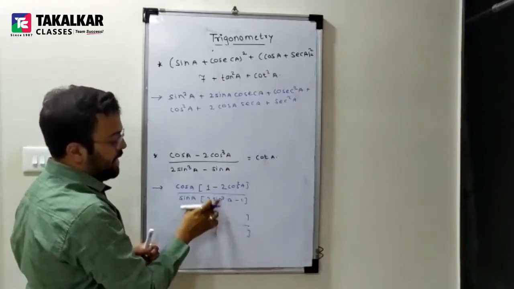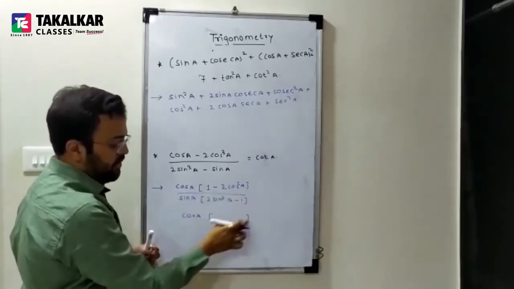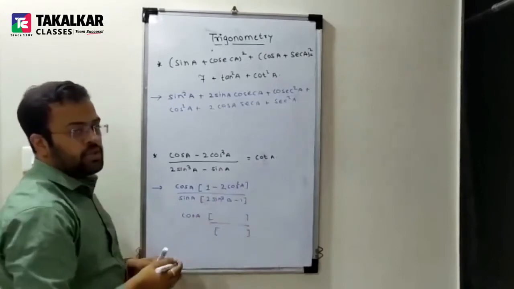Multiply by that by 2. You will get again same answer of this. So this two bracket will get cancelled and required result is what? Cot A.